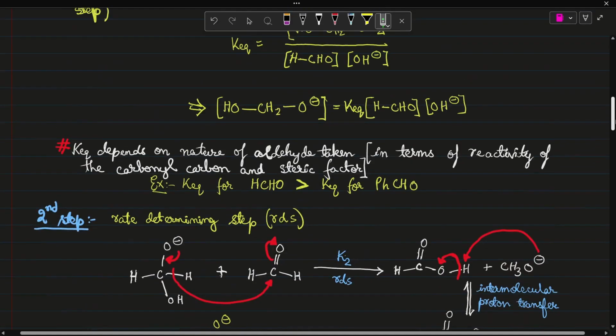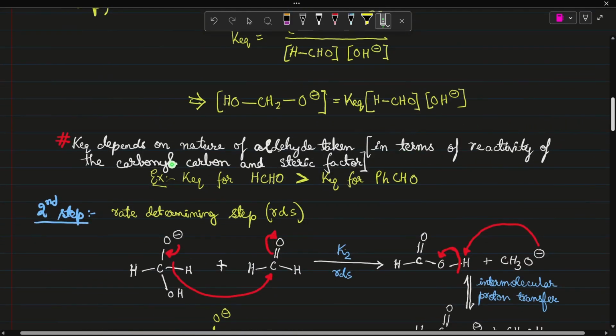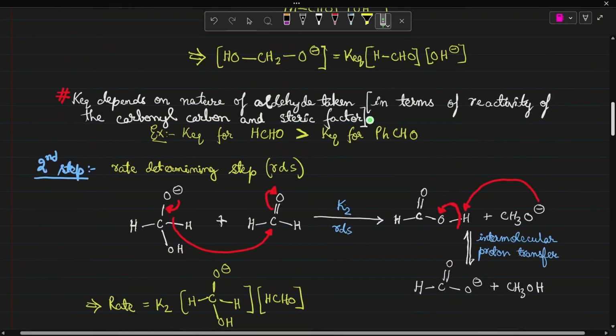So definitely that happens. So in terms of reactivity of the carbonyl carbon and the steric factor, definitely K equilibrium for HCHO will be greater than K equilibrium for PhCHO, because Ph or phenyl has a donating effect, right? It has excess electrons, so it has a donating effect from the aromatic ring. This reduces the reactivity of this carbonyl center, so the K equilibrium also decreases.